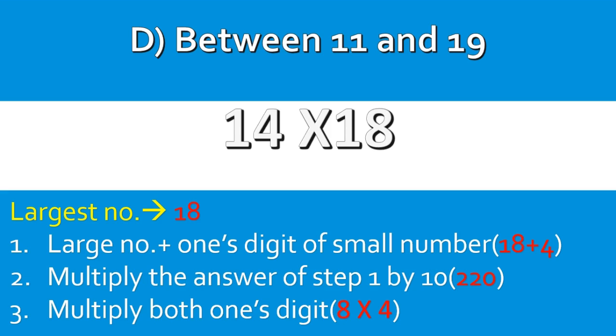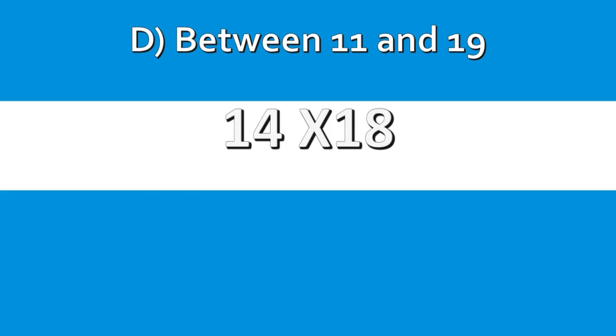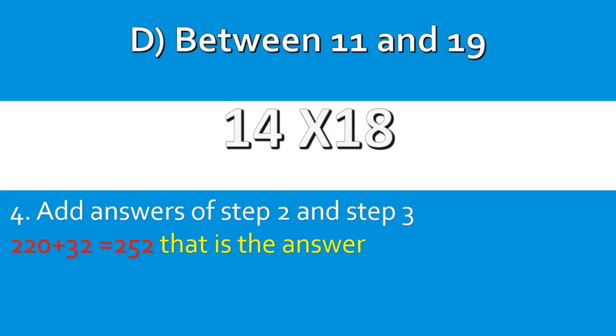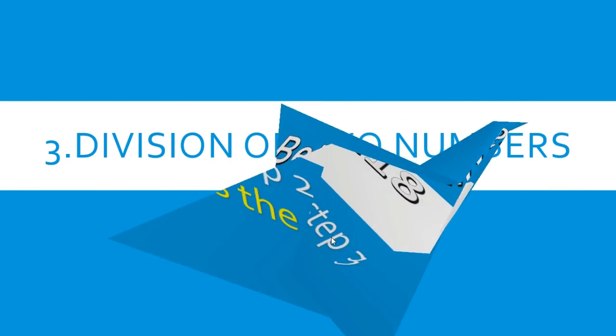Now multiply the answer of step 1 by 10. It's just adding a 0 to that number, that is 220. Next, multiply both ones digits, that is 4 into 8, that would be 32. On the next step, you just have to add the numbers from step 2 and step 3. 220 plus 32, that is 252. That's the answer. Now it's our final topic, division of two numbers.